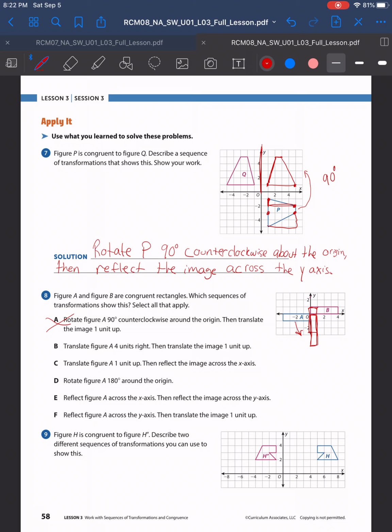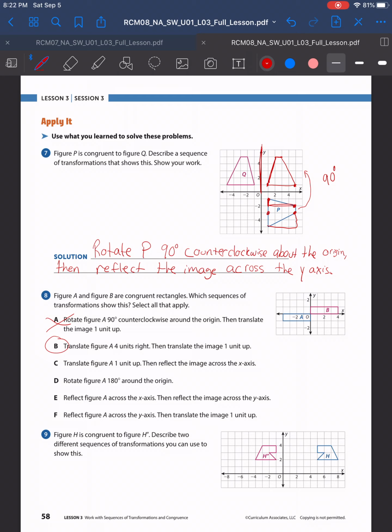Okay, how about B? Let me erase my stuff real quick. B says translate figure A 4 units to the right. 1, 2, 3, 4, so it'd be like this. And then 1 unit up. Yep, then it would land perfectly on B. We like that one.